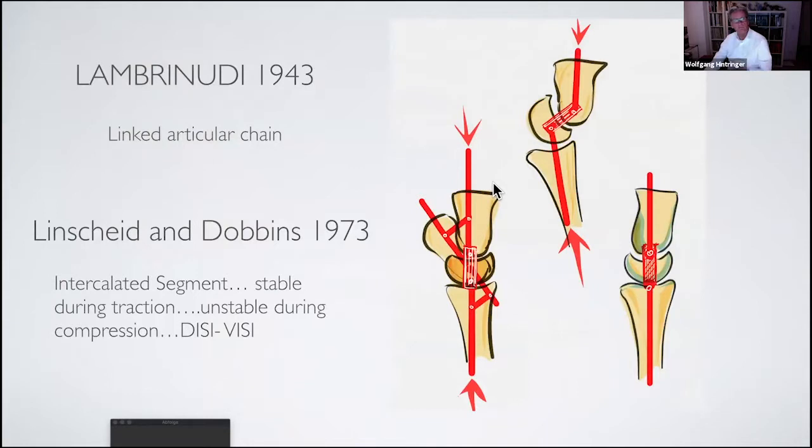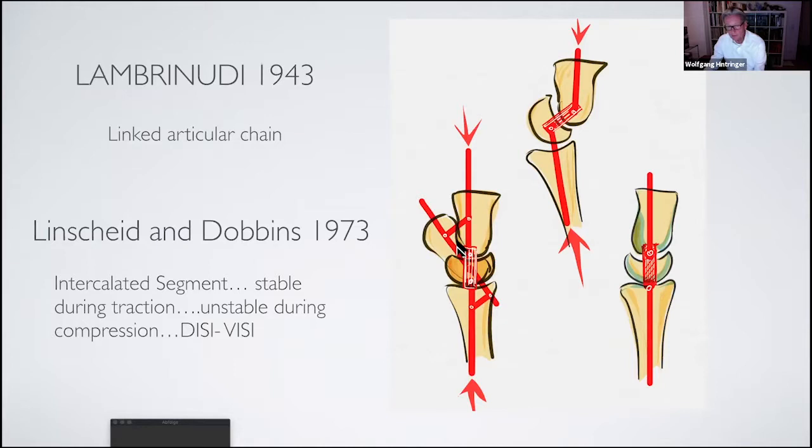You know all that linked articular chain system, which was described by Lambrinudi in 1943, and Linscheid and Dobyns described it in 1973. They were speaking about an intercalated segment, which is stable during traction and unstable during compression. And the linking system between the capitate and the lunate, which is quite unstable, is this ligamentous connection to the STT joint, the scaphoid.